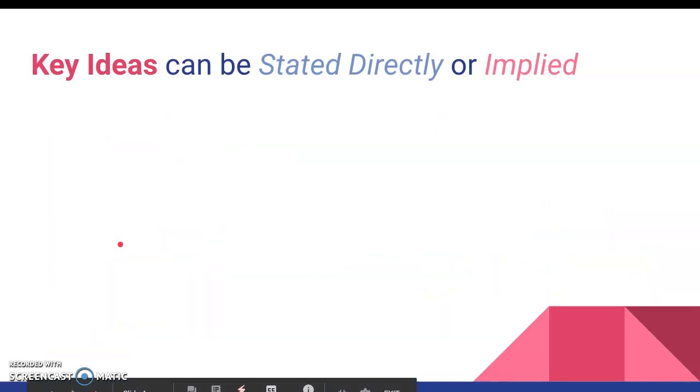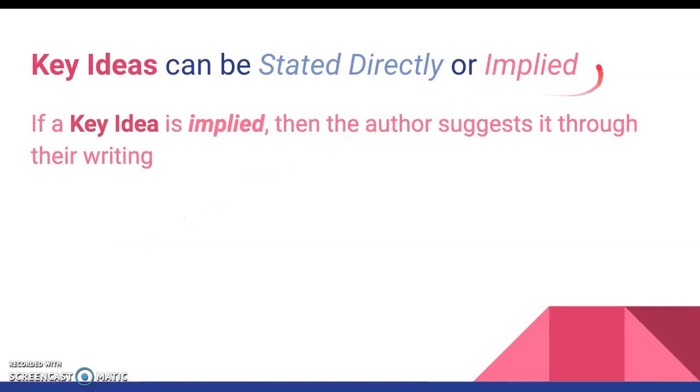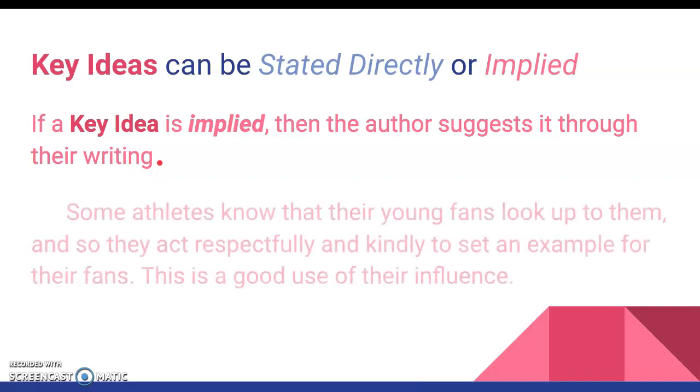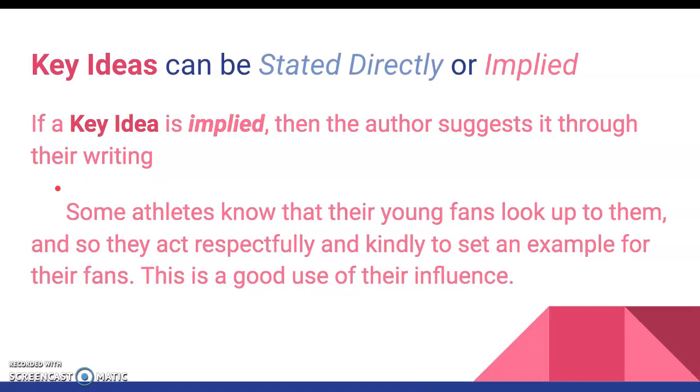Okay. Key ideas can also be implied. This is where it gets a little trickier, because if they're implying it, then the author is suggesting it through their writing. They don't come right out and say it. Maybe something like that would read like this: Some athletes know that their young fans look up to them, and so they act respectfully and kindly to set an example for their fans. This is a good use of their influence.